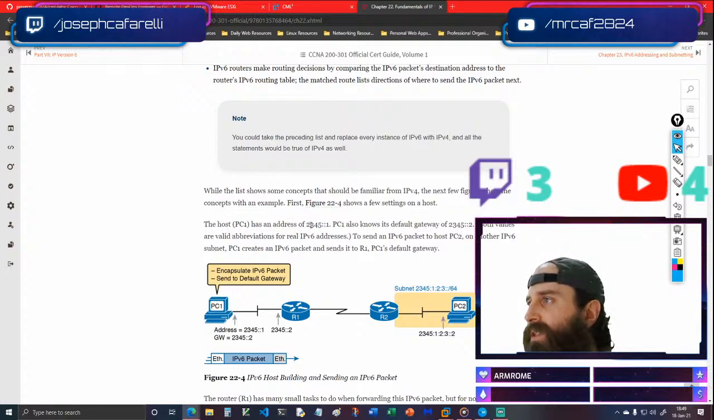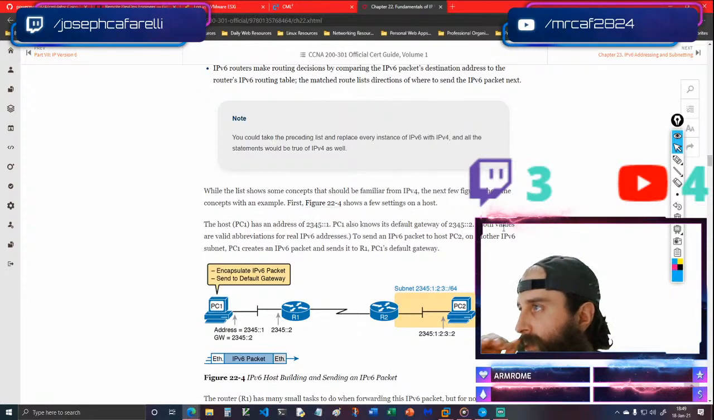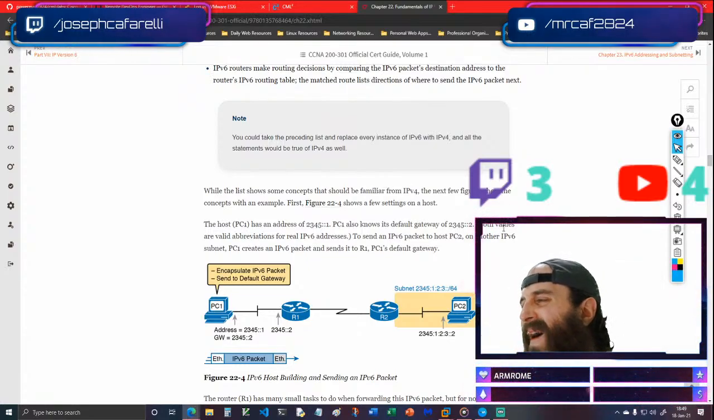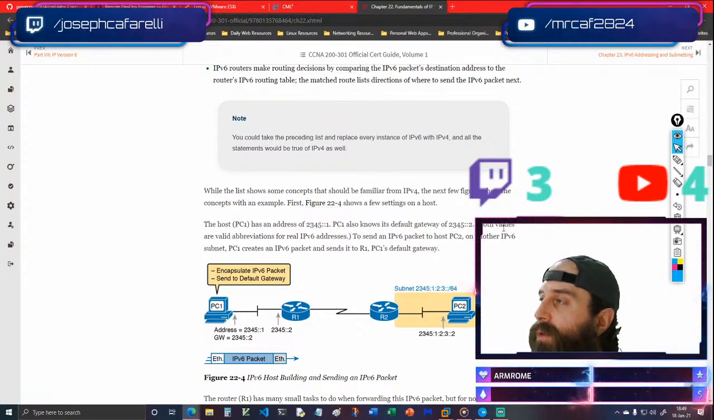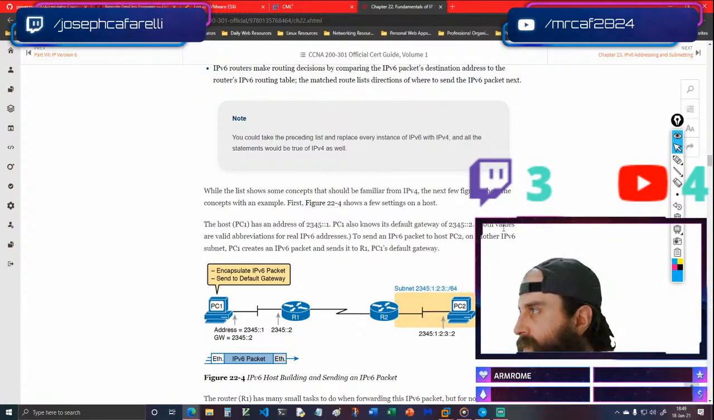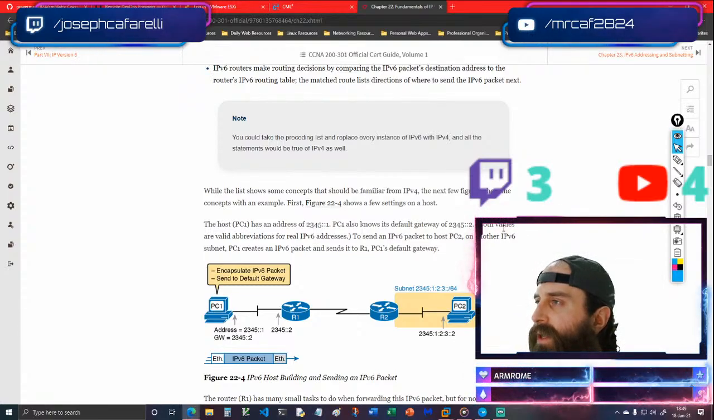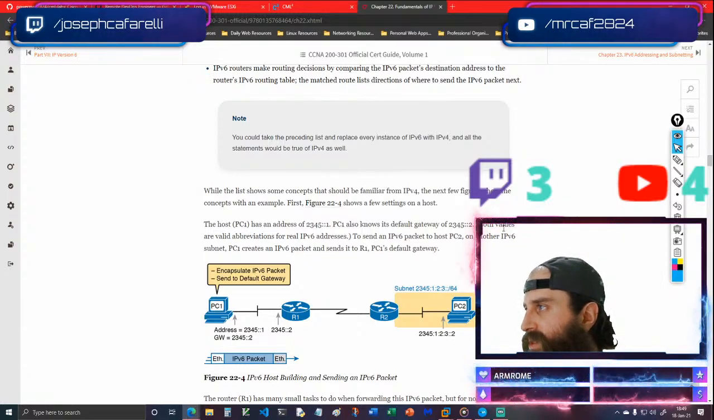The host PC has the address of 2345::1. PC1 also knows the default gateway, 2345::2. Both values are valid abbreviations of real IPv version 6 addresses. To send the IPv version 6 packet to PC2 on the other IPv6 subnet, PC1 creates the IPv version 6 packet and sends it to R1, PC1's default gateway.